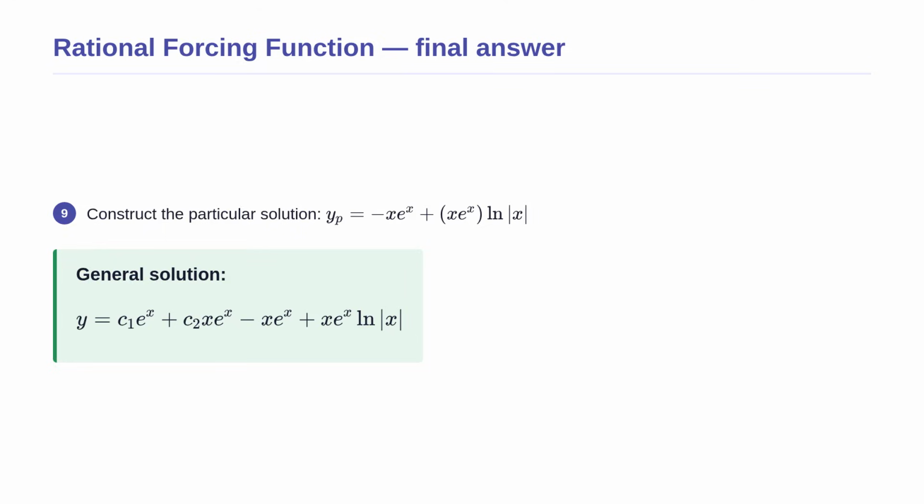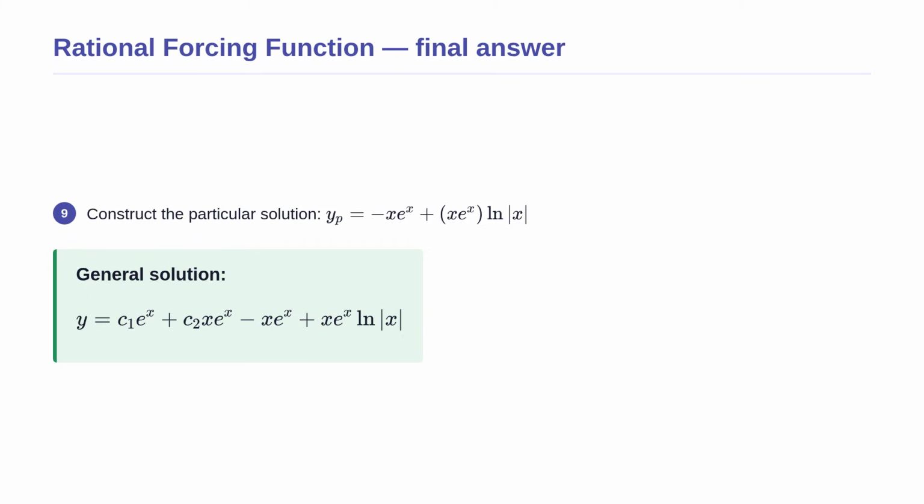Let us wrap up this second example by building the final equation. We assemble the particular solution by multiplying our newly found parameters by their respective fundamental solutions. This gives us -x times e to the power of x plus x times e to the power of x times the natural logarithm of x.